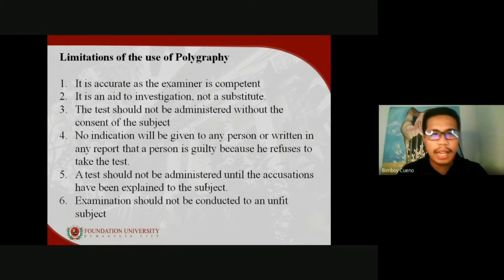It is only an aid to investigation, not a substitute. Number 3 is very important. Take note, polygraph examination shall not be administered without the consent of the subject. Okay?